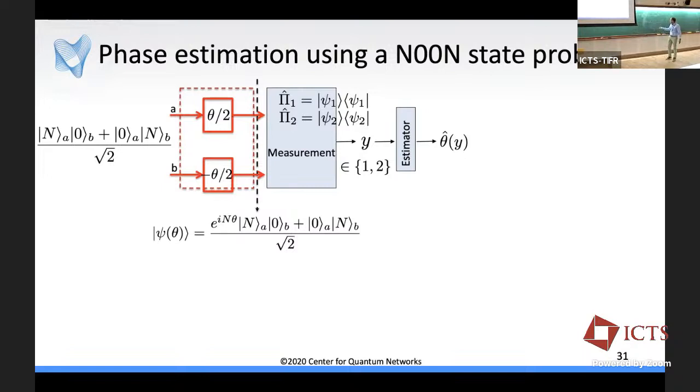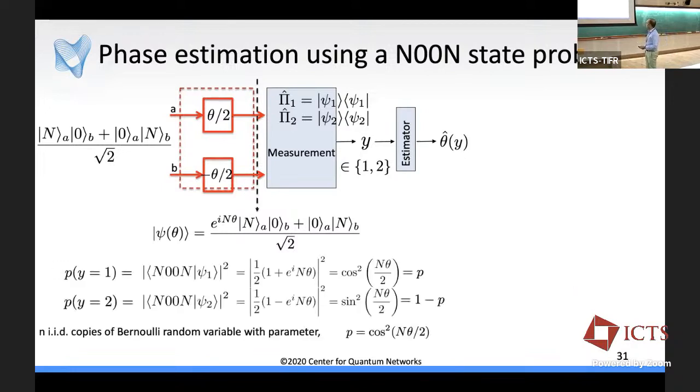Now, these two are mutually orthogonal states and hence describe a valid quantum measurement. And then, if you were to work out the probability of getting the one outcome or the two outcome, you will just take the magnitude squared inner product with respect to the NOON state. And you get these two formulas, cosine squared and sine squared of n theta by two. Now, what do we have here? So we have exactly that setting that we derived earlier.